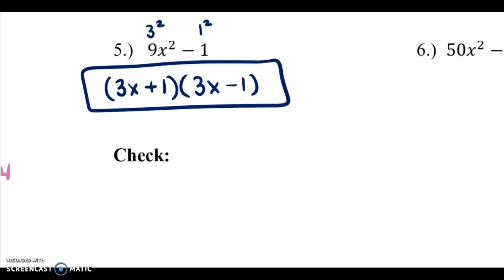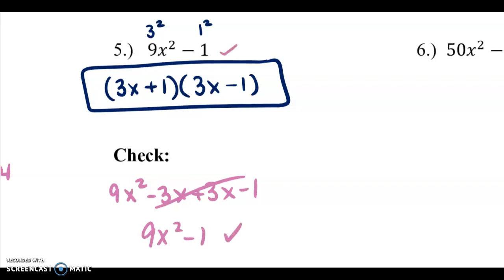Going through to show you that this works, I'm going to FOIL it out or double distribute. 3x times 3x is 9x squared. 3x times negative 1 is negative 3x. 1 times a positive 3x is a positive 3x. Positive 1 times negative 1 is a negative 1. Negative 3x plus 3x cancel out. I get 9x squared minus 1. Works out. All right, let's look at the next one.